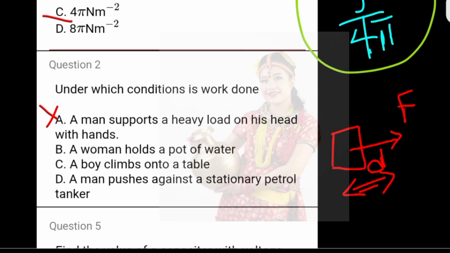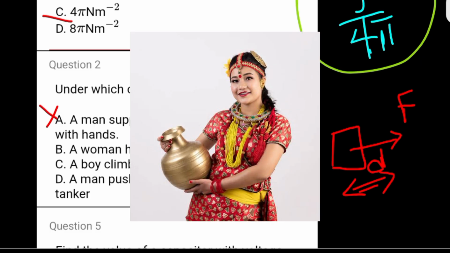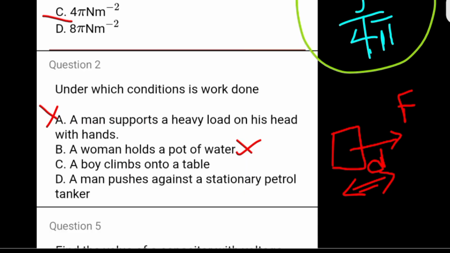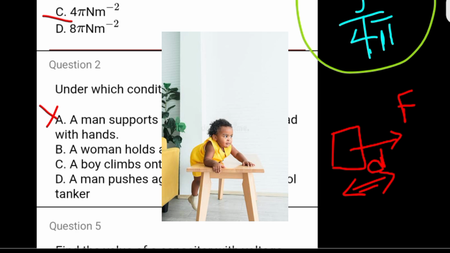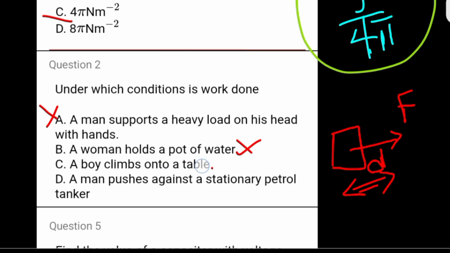A woman holds a pot of water. Okay, the woman is just holding the pot of water. It's not as if she's moving the pot of water through a certain distance. So this one too cannot be the answer. Then a boy climbs onto a table. So the boy was on the ground before, and he's climbing onto the table. So that means he's covering a certain distance. So this one might be the answer. A man pushes a stationary petrol tanker. So the man is pushing the tanker, but the tanker is stationary, so he's pushing it and the tanker is not moving. You understand? So there's no work done in this case. So the answer is option C. Okay, so option C is correct.